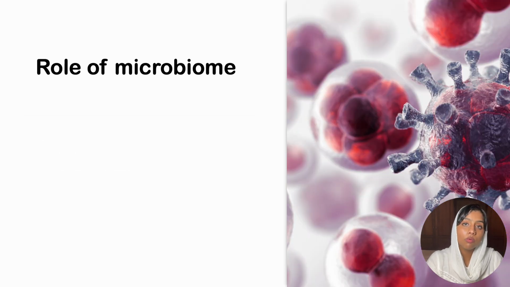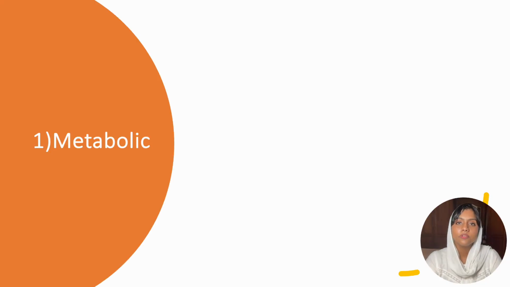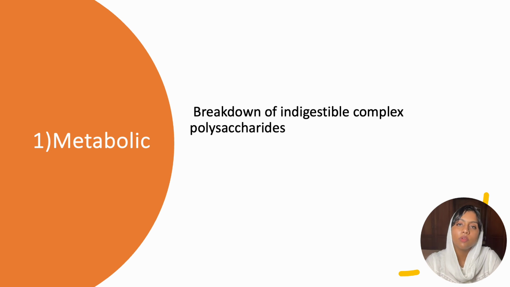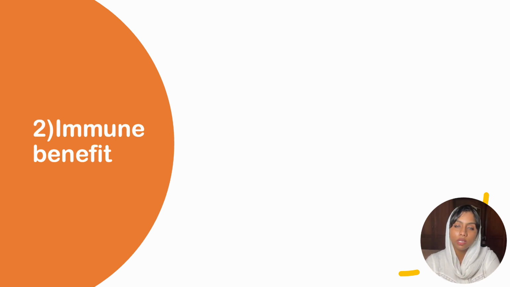So coming to what is the role of this microbiome. The microbiome has two primary roles. One is the metabolic role and the next one is the immune role. First, coming to the metabolic role, it helps in digestion of complex polysaccharides, and it also helps in production of certain vitamins such as vitamin K. So coming to the second one, which is the immune benefit, which is basically two responses.